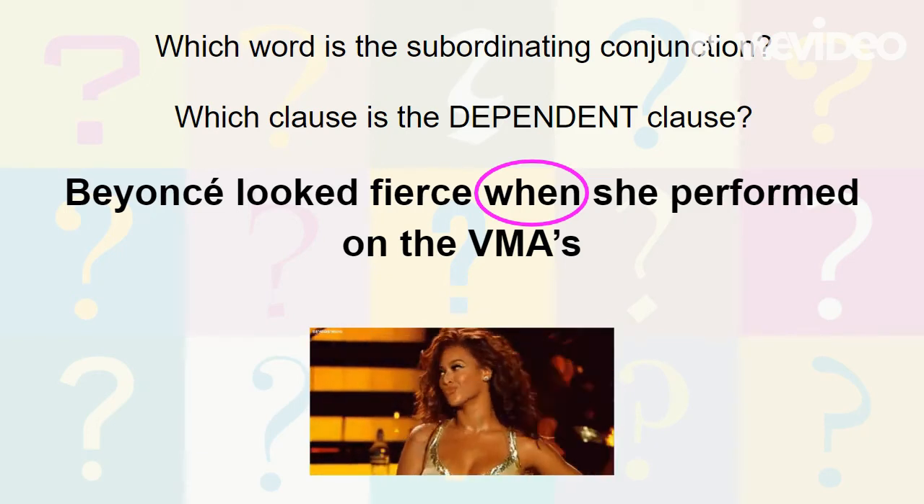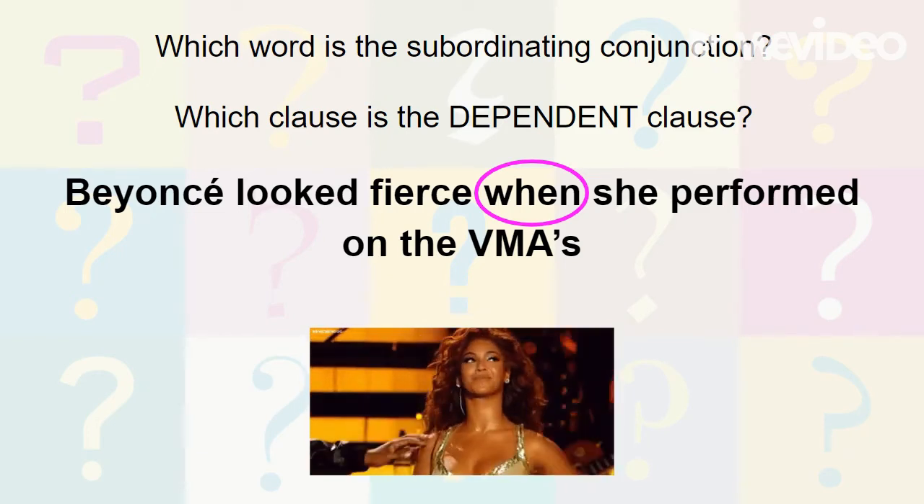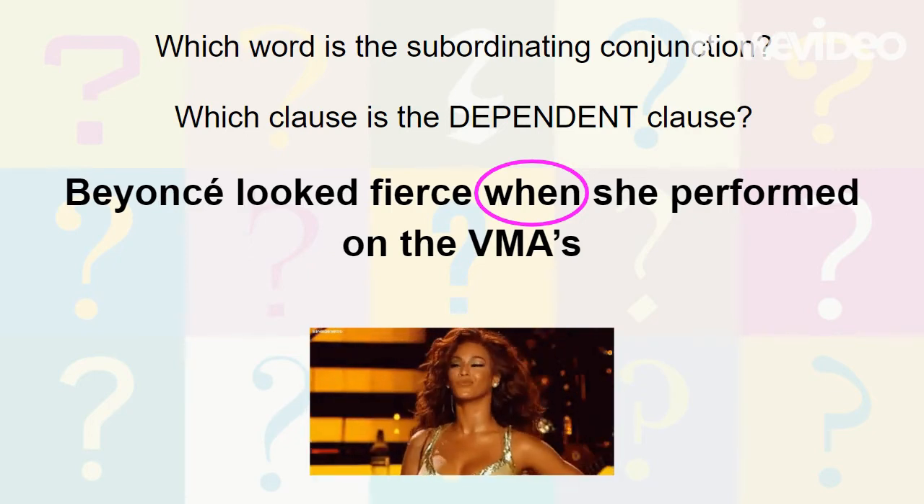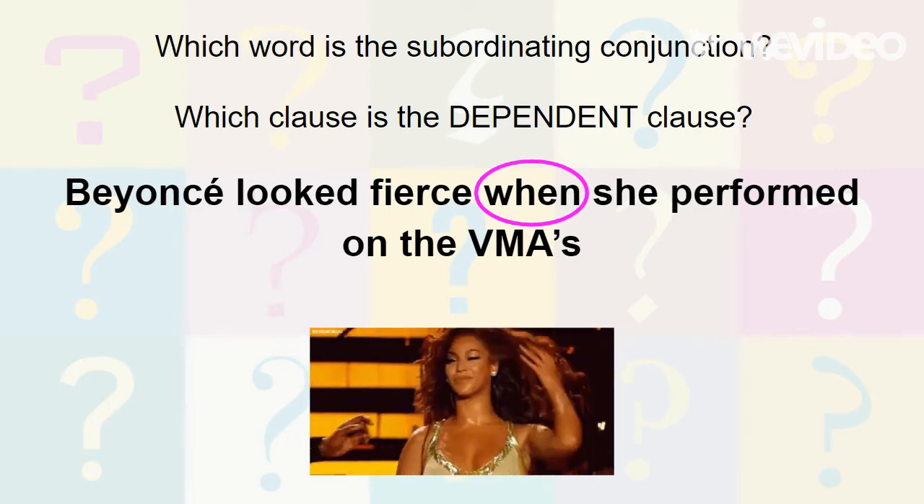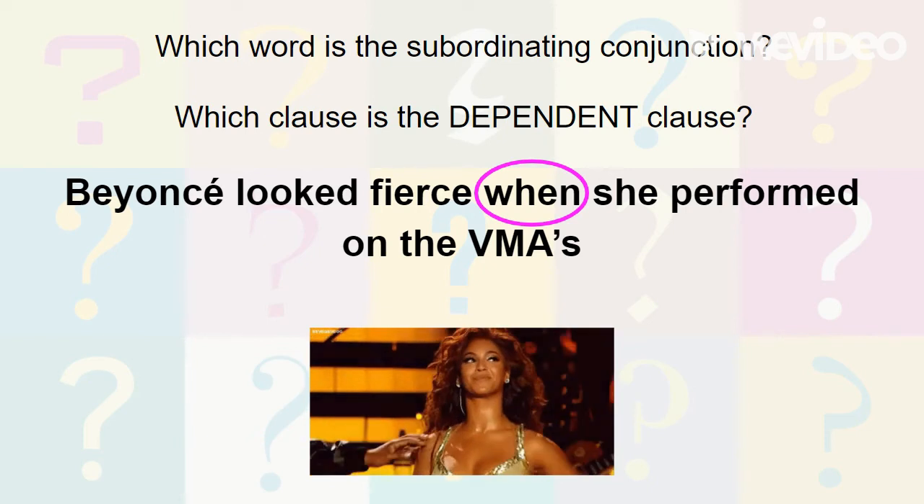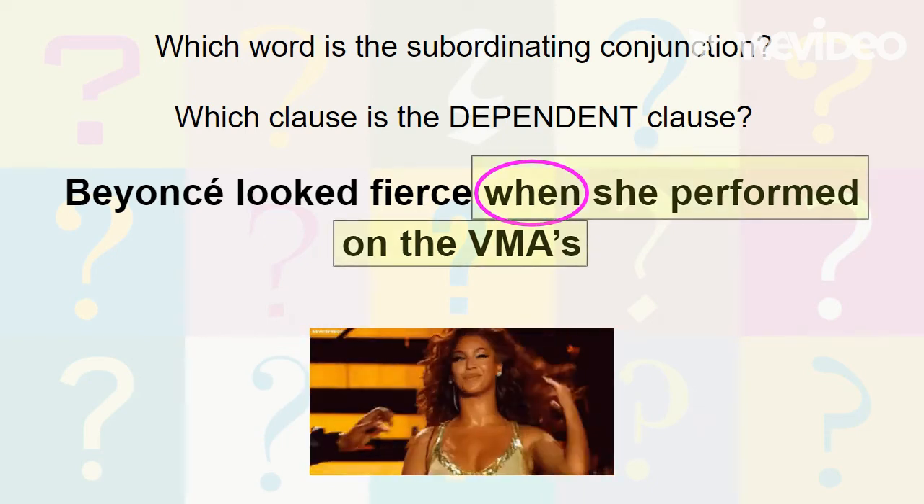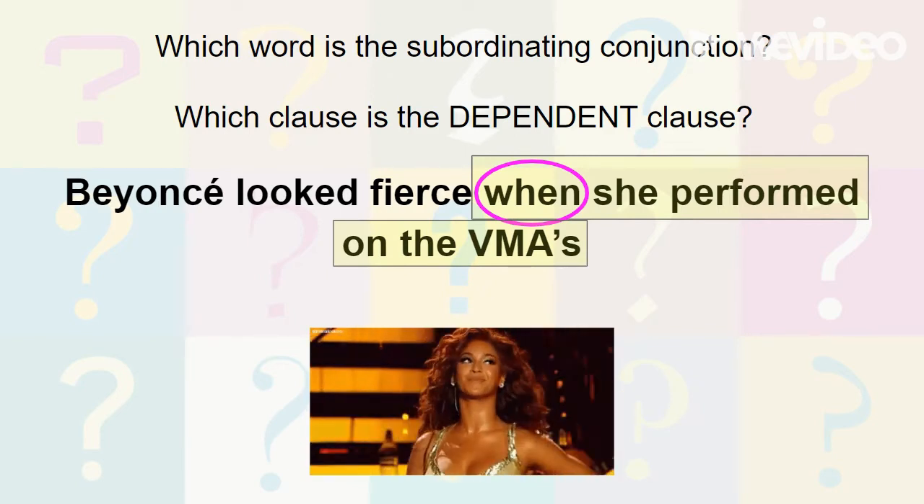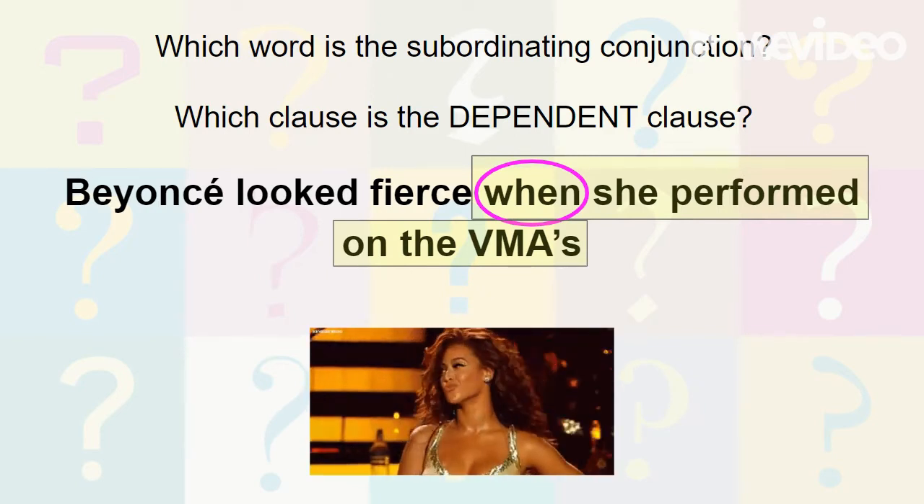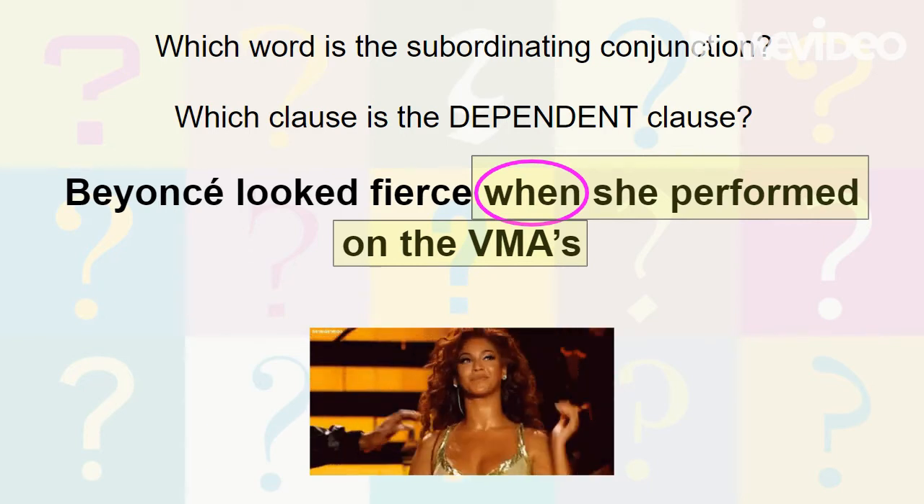And then the clause that is dependent is going to come immediately after the subordinating conjunction. So which clause here is the dependent clause? When she performed on the VMAs. So that's what I'm going to have you do in the next few slides.